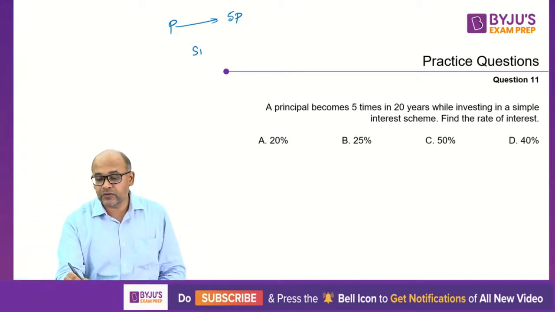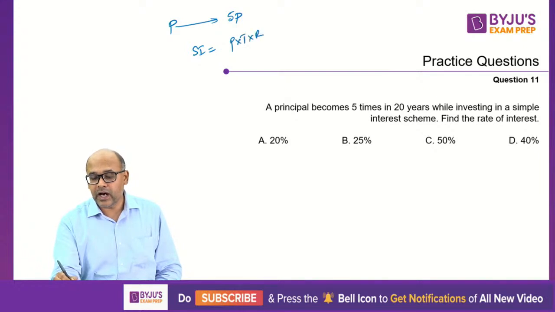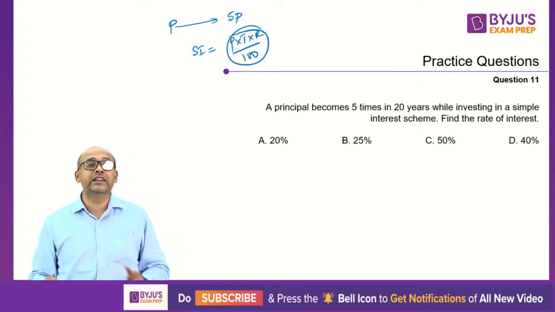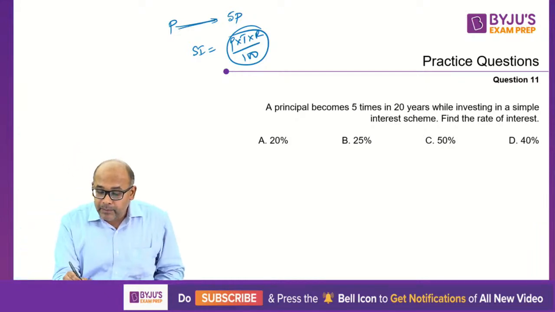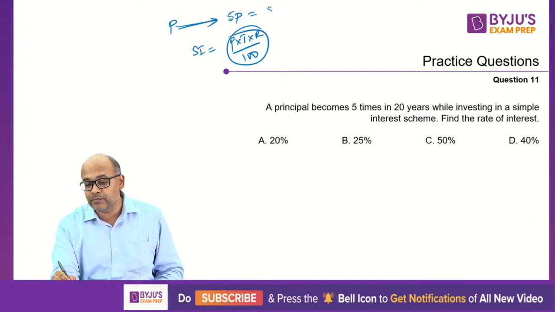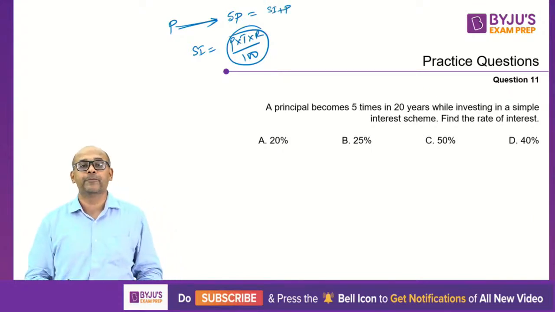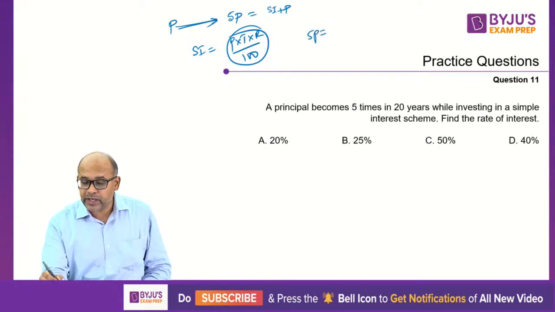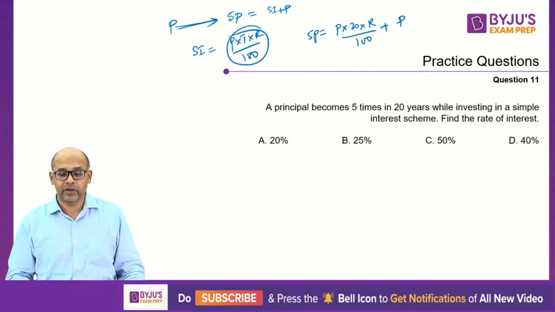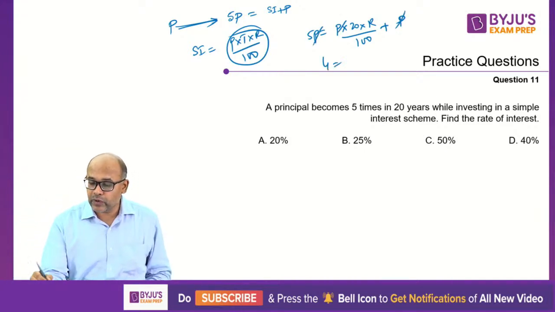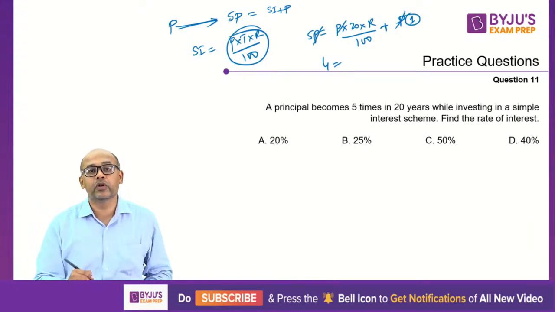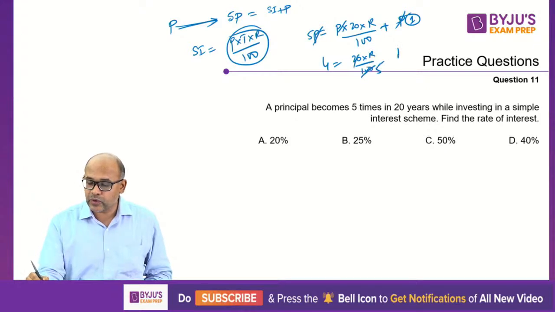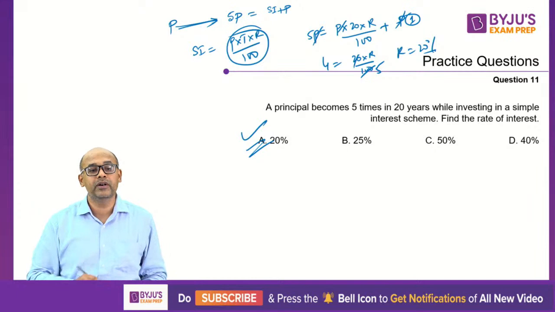So the simple interest formula is PTR by 100. But this is only the interest, it does not include the principal. So when I say my money is becoming 5 times, this is basically simple interest plus principal included. So my 5P should be equal to P, time is 20 years, rate of interest I need to find out, by 100 plus P. This is what has been given to me. So P gets cancelled. So 4 equal to, when I cancel this becomes 1, so 1 will go to the left hand side, will become 4. So 4 is equal to 20 into R by 100. 20 goes 5 times, so R should be 20%, which is your option number A.